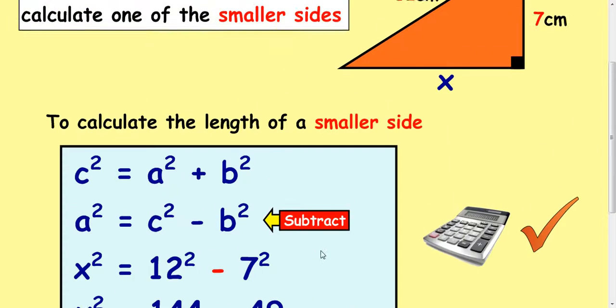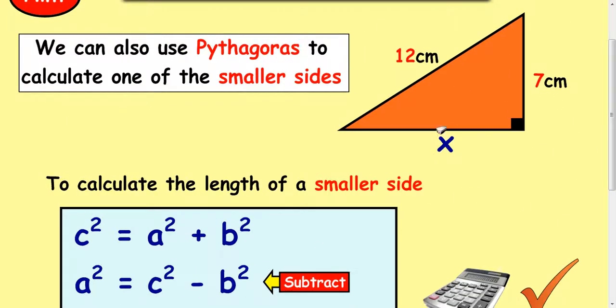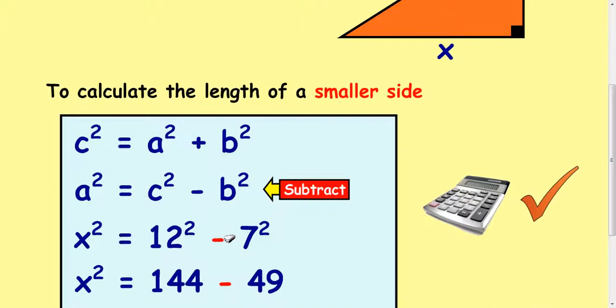So the idea is very similar, except you do a takeaway sum, and remember to take away from the biggest side squared first, or else you'll end up with a negative value.